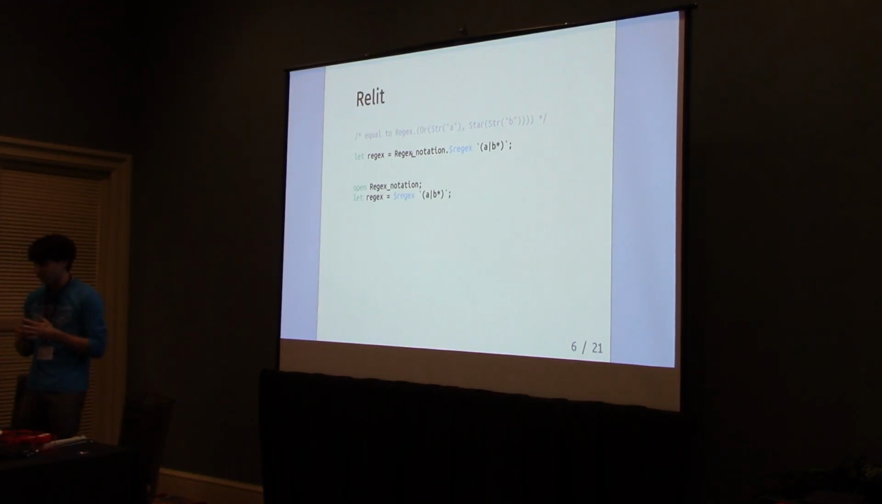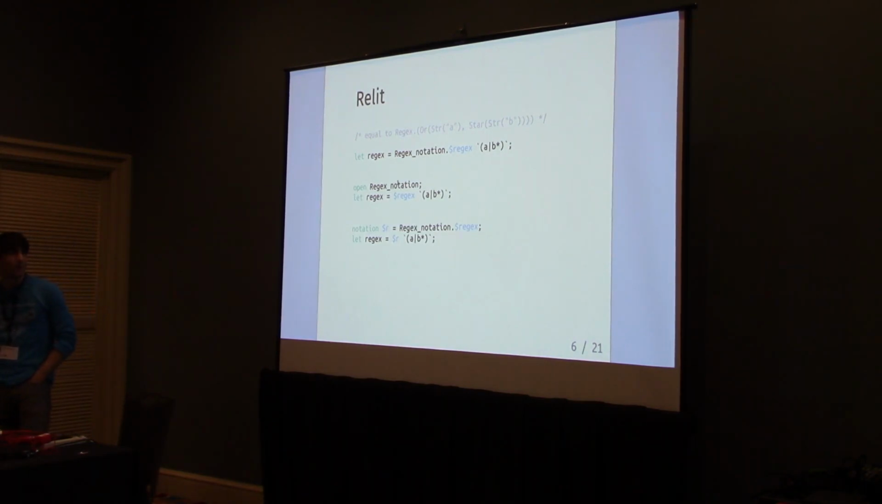And that's a little verbose. We can open the notation to make it a little clearer. We open the module that the notation is in to make it a little clearer. We can also, Relit allows you to alias notations, so we can have a notation lit r. We're pronouncing the $ as lit to signify that it's a literal. And lit r is defined to be regex notation, .lit regex.